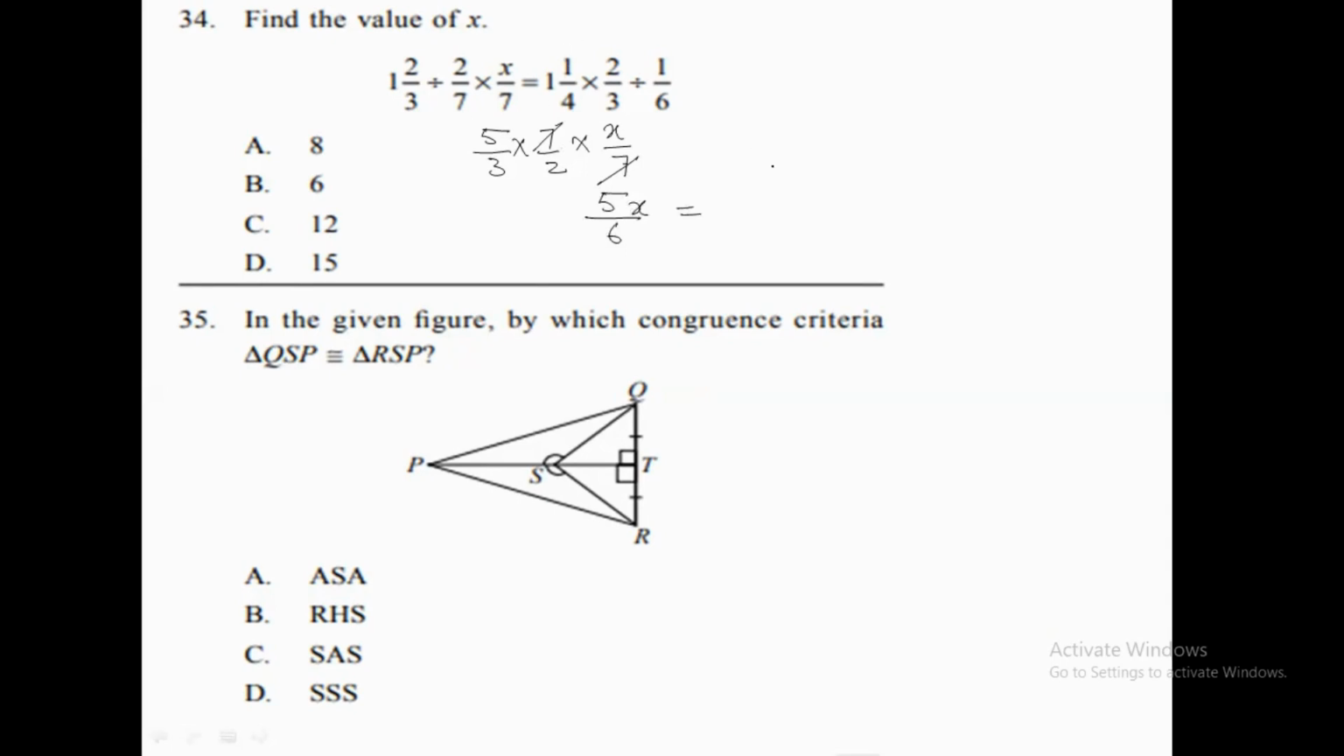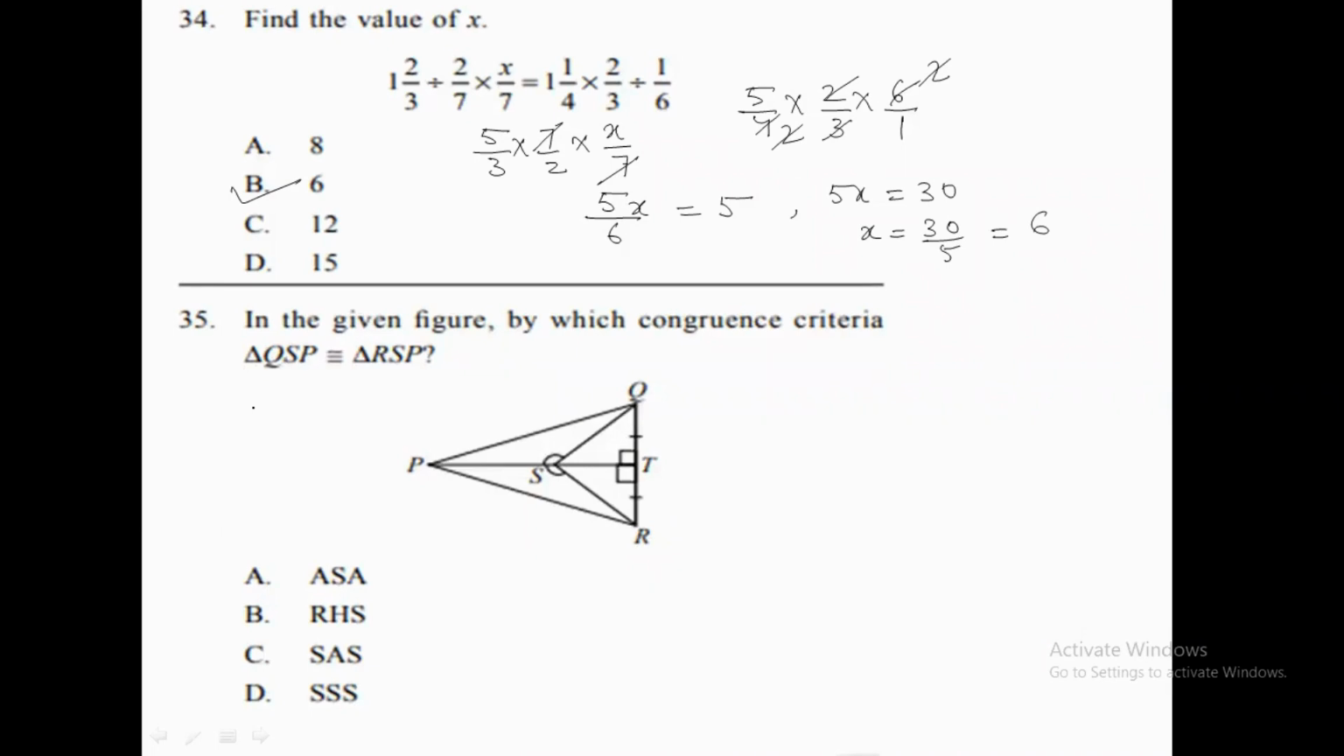And if we solve this side, what we are getting, 4 1s are 4, 4 plus 1 is 5, 5 by 4, multiplied by 2 by 3, and divided by 1 by 6. So we need to take the reciprocal, so it becomes 6 by 1. Okay, when we solve it, 3 2s are 6, 2 2s are 4, the 2s get cut, so we are getting 5. Now we need to solve it. So we will get 5x is equal to 30, x is equal to 30 divided by 5, which is x is equal to 6, which is option number B. Now let's come to question number 35.